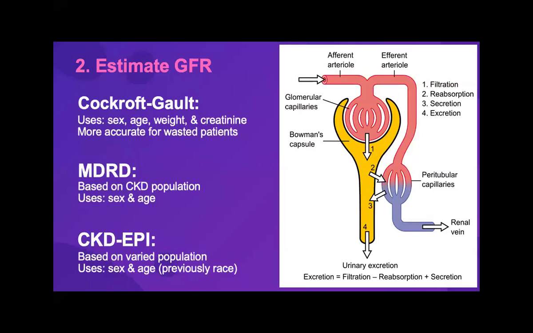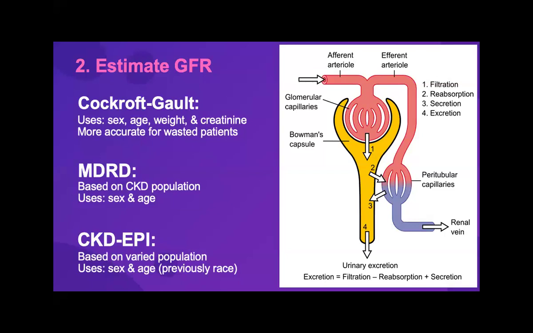It's relatively easy to calculate, and because it takes weight into account, it's often more accurate in patients who are wasted, and that's common. We commonly see that in advanced HIV disease. But because it uses weight, it's also not something that can be automatically generated from our NHLS lab results. And the next two are ones that you will typically see on your NHLS results.